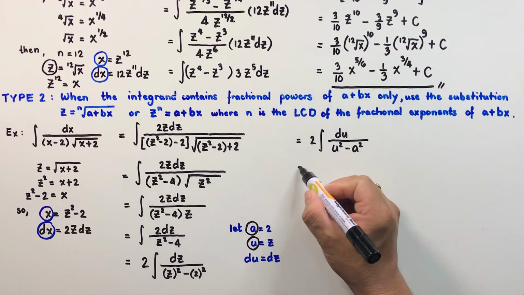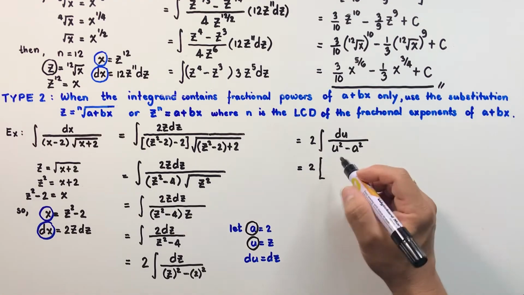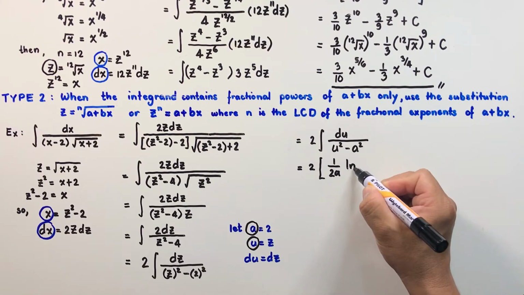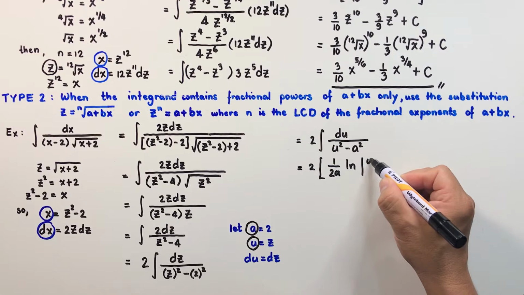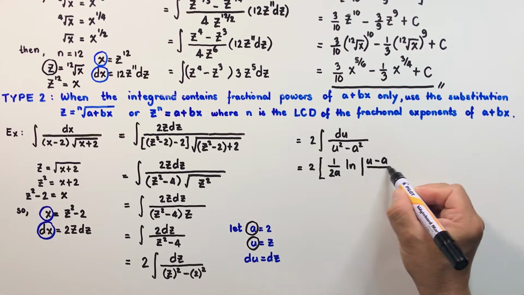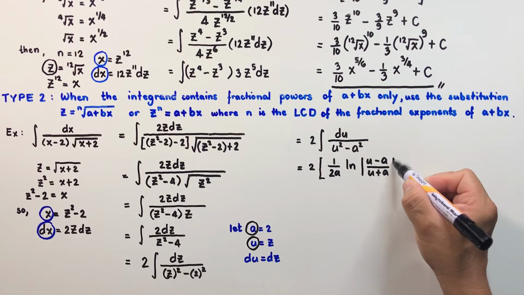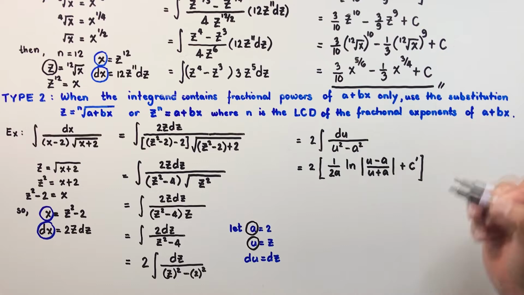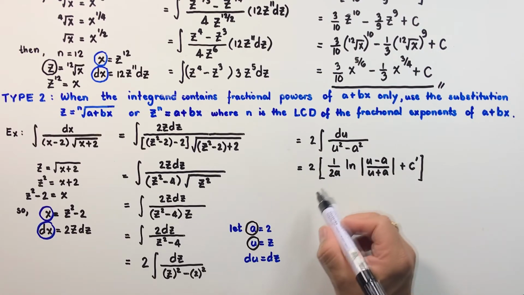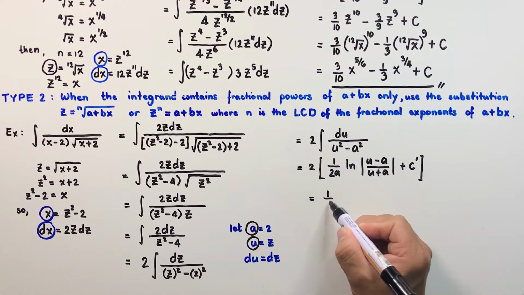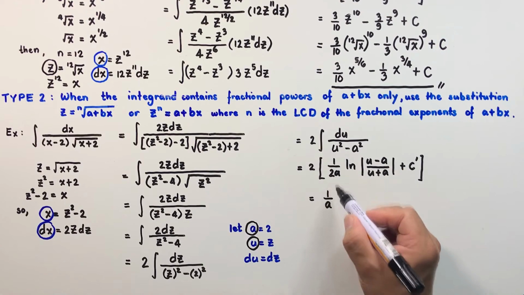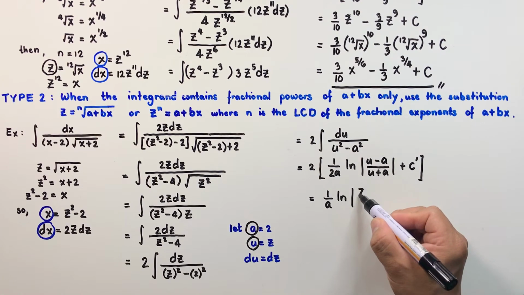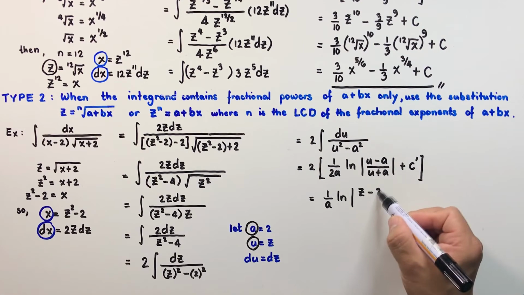we have 2 times the integral of this one, which is 1 over 2a times the natural log of the absolute value of u minus a divided by u plus a. And this is added to the constant of integration, say c prime. So multiplying our 2 here, we have 1 over a, because this 2 and this 2 cancel each other. And this is multiplied by the natural log of u, and our u is z, and our a is 2.